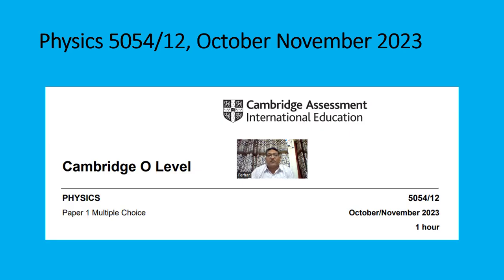Physics 5054. Today we have set our hearts to solve the October-November 2023 1-2 paper. This is a multiple choice paper, and we also call this paper 1. The time allowed for this paper is 1 hour. So let's start today's paper.